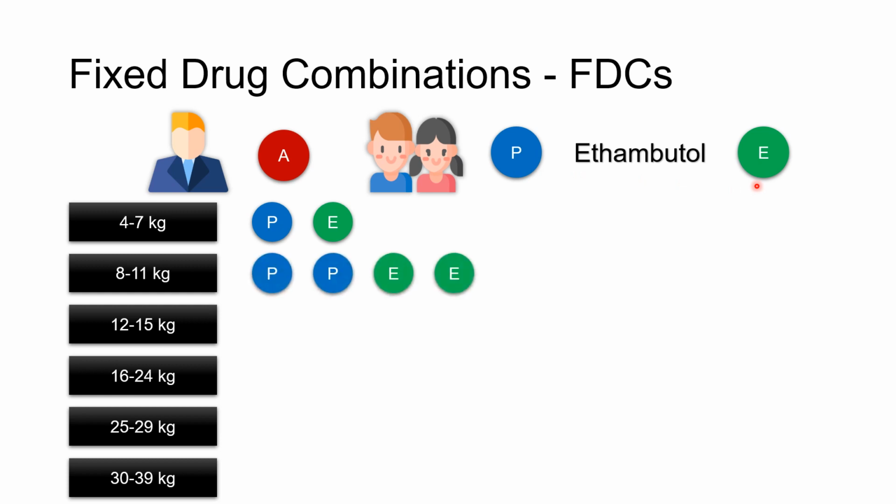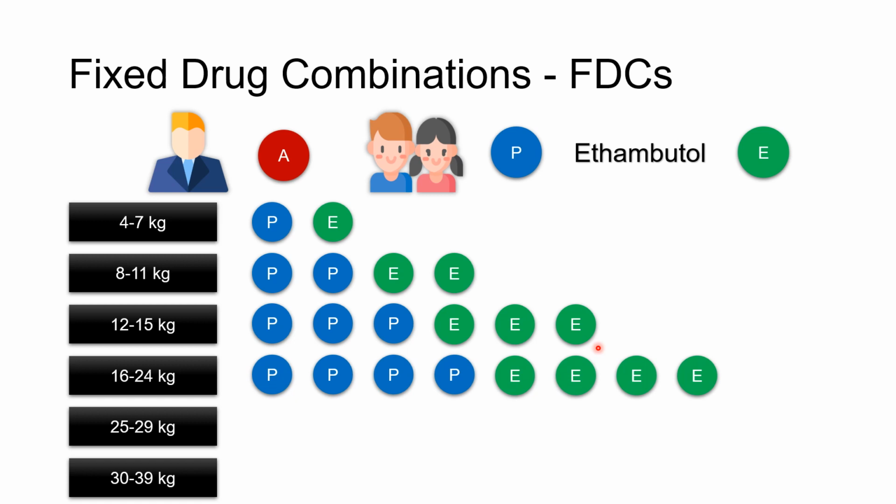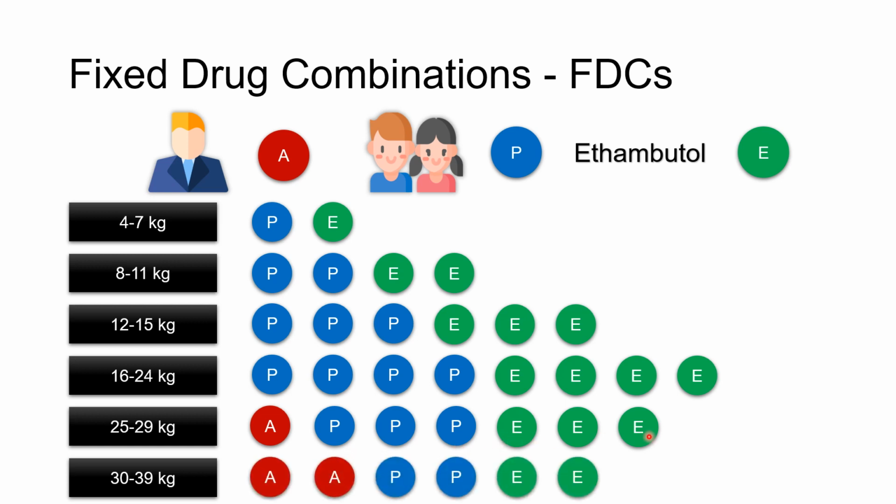For 8 to 11 kilo child, each patient has to take 2 pediatric FDCs and 2 ethambutol tablets every day. Similarly, 12 to 15 kilo, he has to take 3 pediatric FDCs and 3 ethambutol. 16 to 24, he has to take 4 pediatric FDCs and 4 ethambutol. When the child becomes 25 to 29 kilo, he has to take 1 adult FDC, 3 pediatric FDC and 3 ethambutol tablets. And when the child becomes 30 to 39, he has to take 2 adult FDC, 2 pediatric FDC and 2 ethambutol tablets.